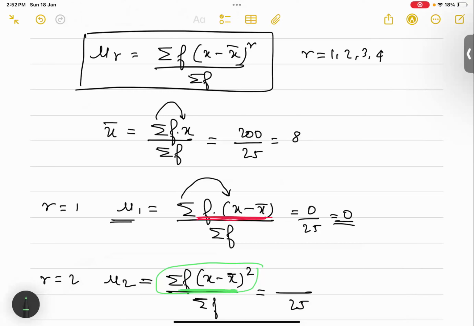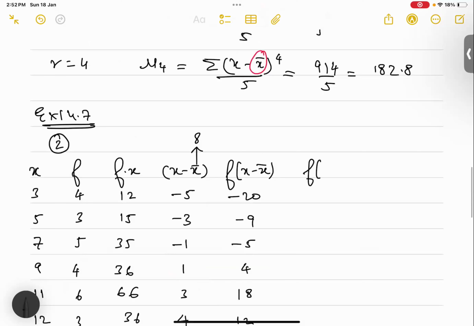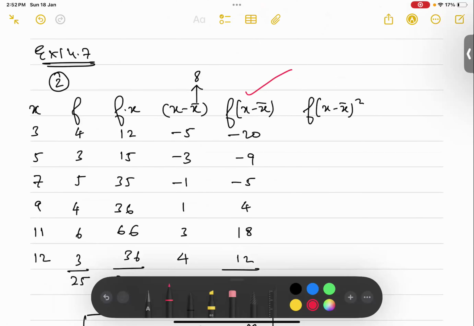Now see how to calculate this. You're going to multiply this column with this column, because (x minus x bar) into (x minus x bar) is (x minus x bar) the whole square. So we multiply the two columns which I have marked. f will remain the same, so that is equal to 100, then 27, then 54, and 48.